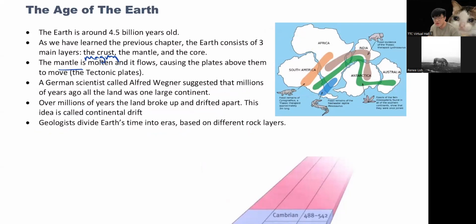Geologists divide Earth's time into eras based on different rock layers. You might ask, how do they know how old the Earth is? They just look at the most bottom layer.